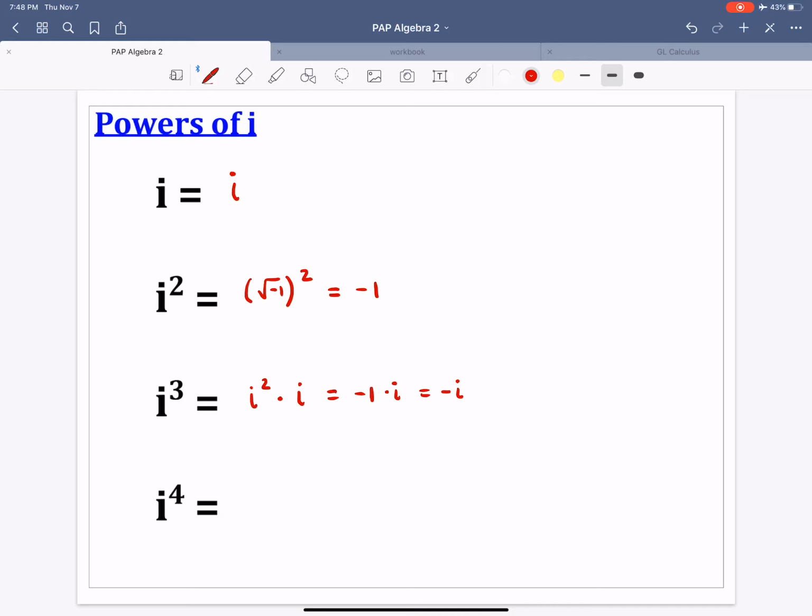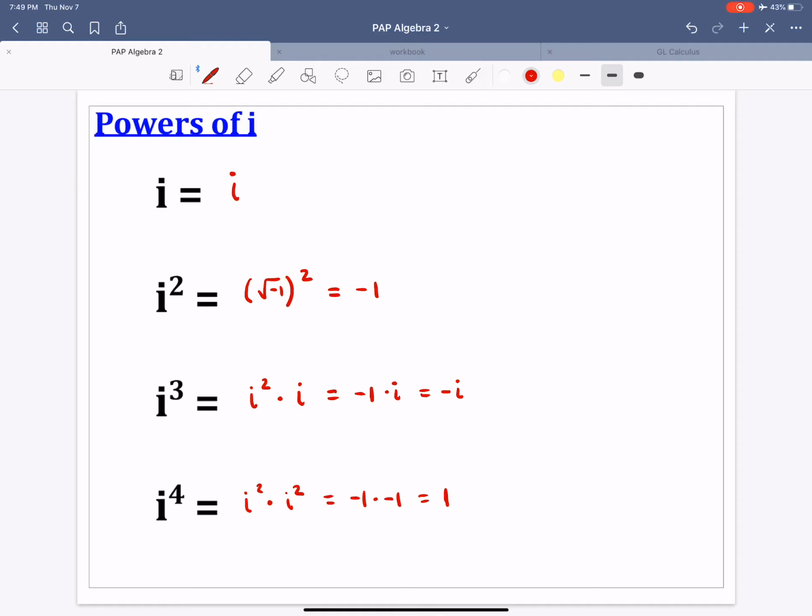And then i to the fourth is the same thing as i squared times i squared. Remember that you're adding those exponents to get to 4. Well, we know that i squared is negative 1, and negative 1 times negative 1 is going to equal positive 1. So our repeating pattern here is i, negative 1, negative i, and 1.